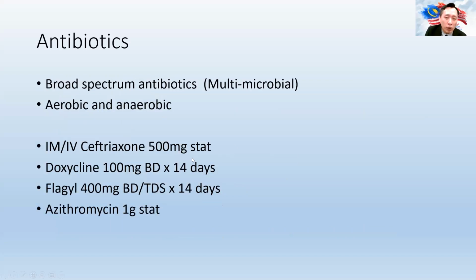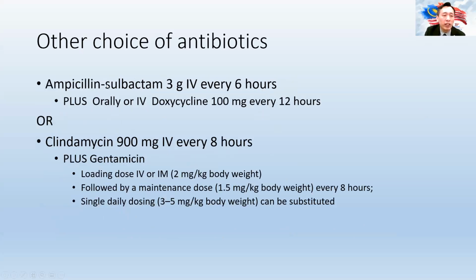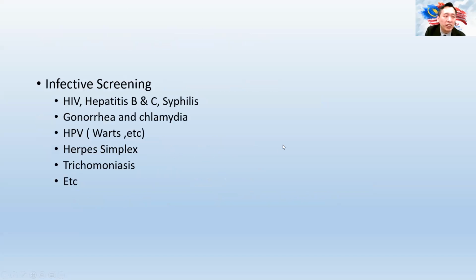Antibiotic-wise, use broad spectrum, because it's polymicrobial, and you need to cover aerobic and anaerobic organisms. Most of the time, you can give ceftriaxone 500 mg stat. You can give doxycycline and Flagyl for 14 days with azithromycin 1 gram stat. Some GPs give gentamicin. If you want, you can add gentamicin, or you may want to stop the ceftriaxone once the patient becomes better. Other antibiotic choices: ampicillin-sulbactam 6 hourly, but this is more hospital care. Clindamycin 900 mg IV TDS with gentamicin, but this is more of a hospital regime.